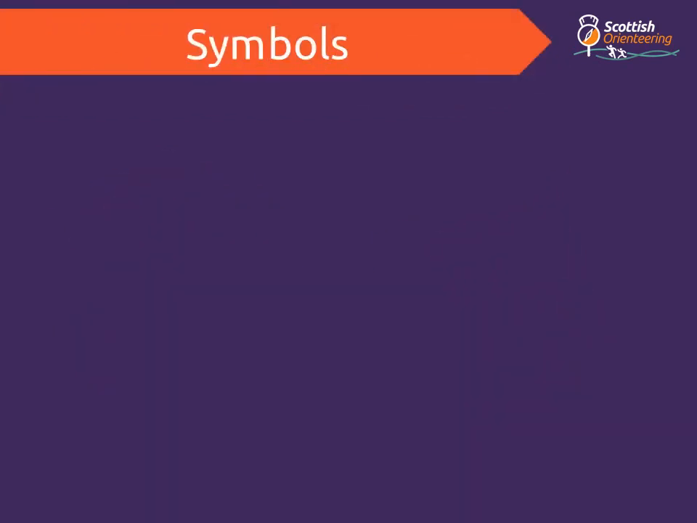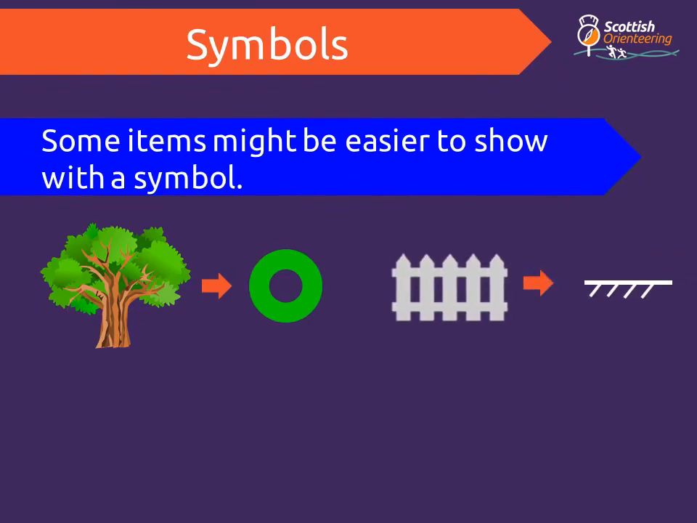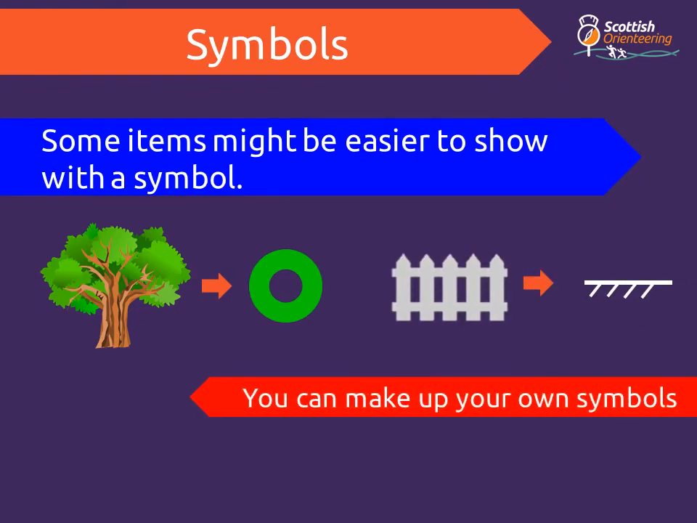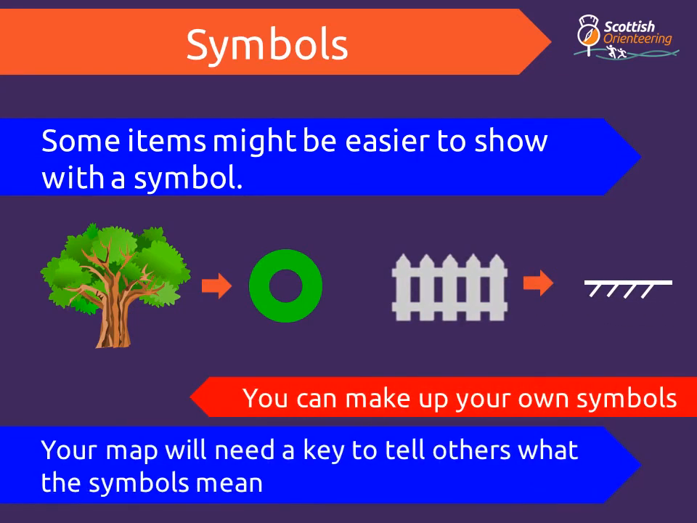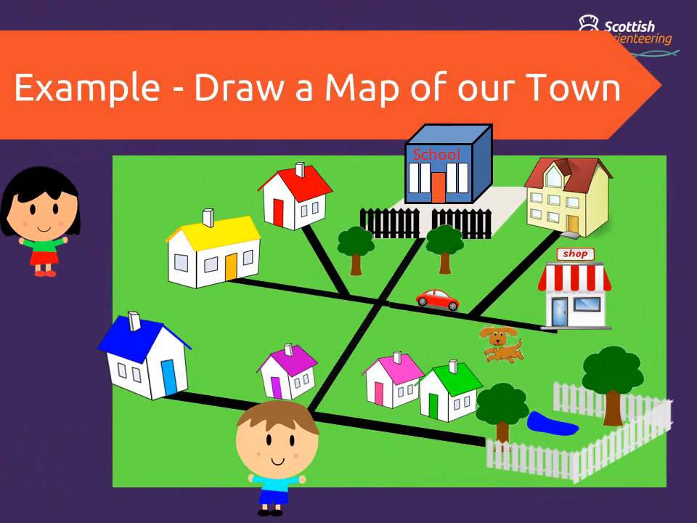Some items, however, might be easier to show with a symbol. For example, use a circle to show a tree or a special line pattern for a fence. You can make up your own symbols, but your map will need a key to tell others what the symbols mean. For example, let's look at drawing a map of our town.